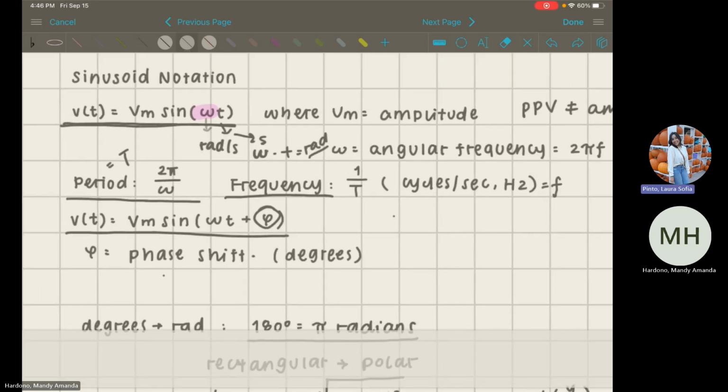Are we good on this part? Does anyone need to copy anything else down? Good.